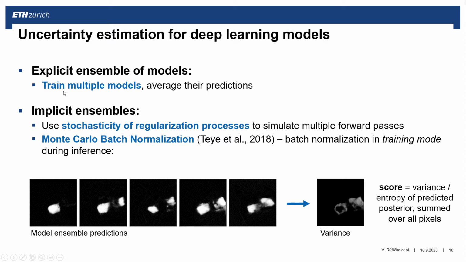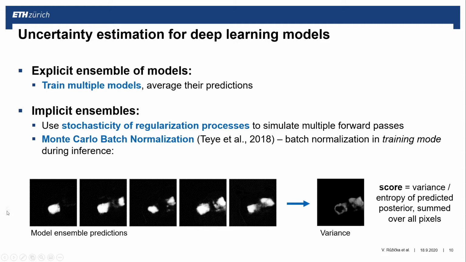This standard approach is in theory slow because it needs to train multiple models, and so we are also testing implicit ensembles, where instead of training multiple models, we train a single model and then use the stochasticity of the regularization processes to simulate multiple forward passes. The technique we are using is called Monte Carlo batch normalization, where we use batch normalization in training mode during inference. With both of these methods, we are able to arrive at multiple different predictions for each single data sample in the unlabeled dataset.